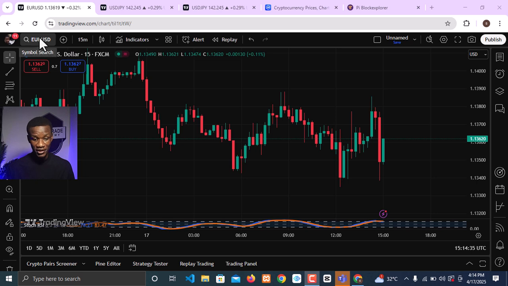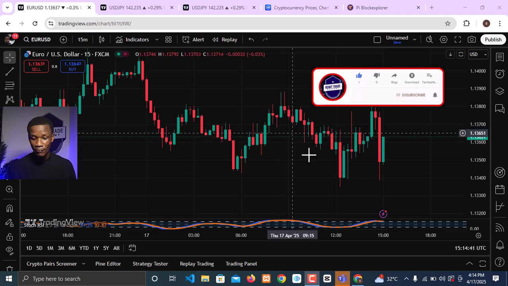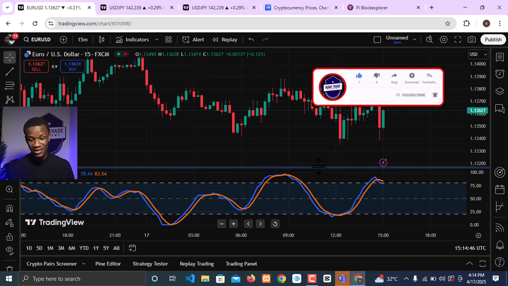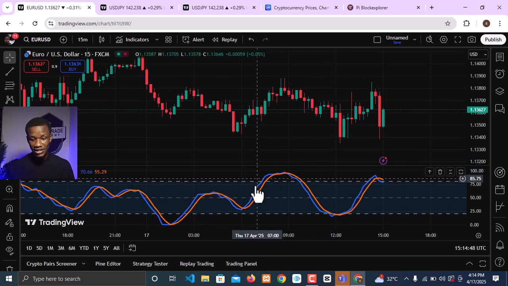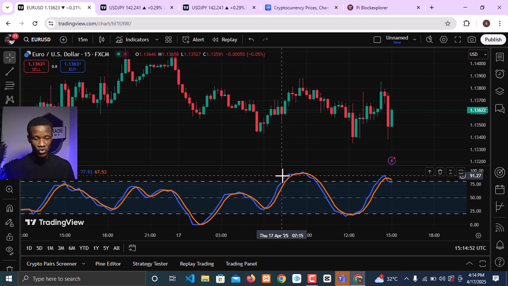The first thing about this strategy is that it works on any pair, but only on the 15-minute and the 5-minute chart. So you choose your pair. For example, in my case, I am using the EURUSD 15-minute chart, and the next thing you need to do is to bring up your indicator, that is the stochastic RSI indicator. In this case, we want to identify overbought and oversold conditions.